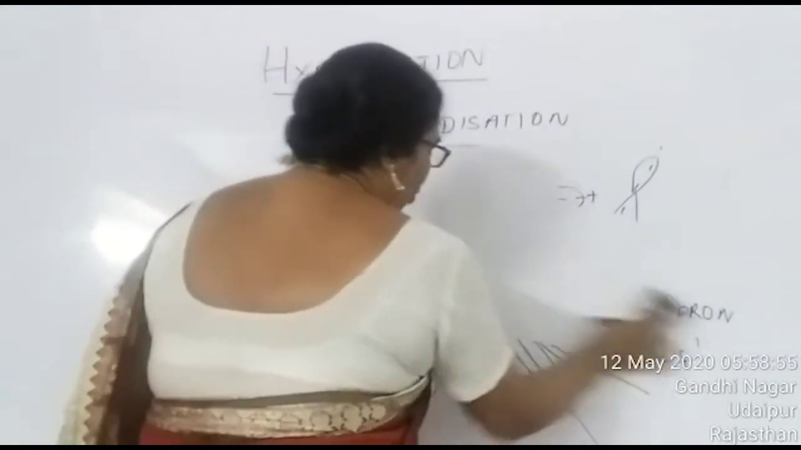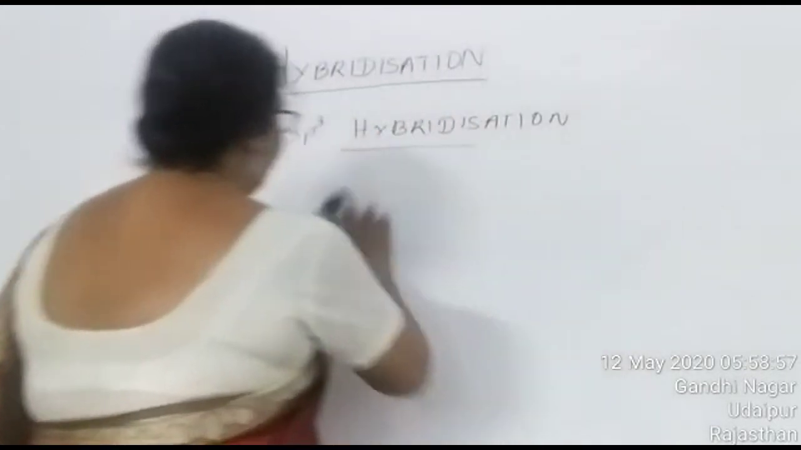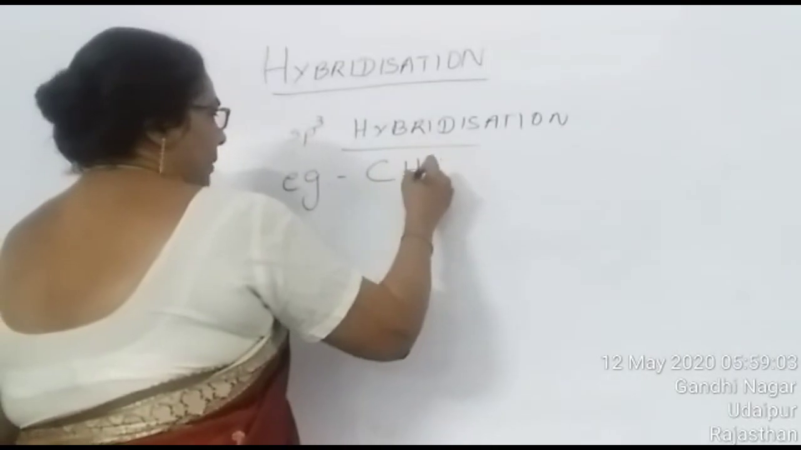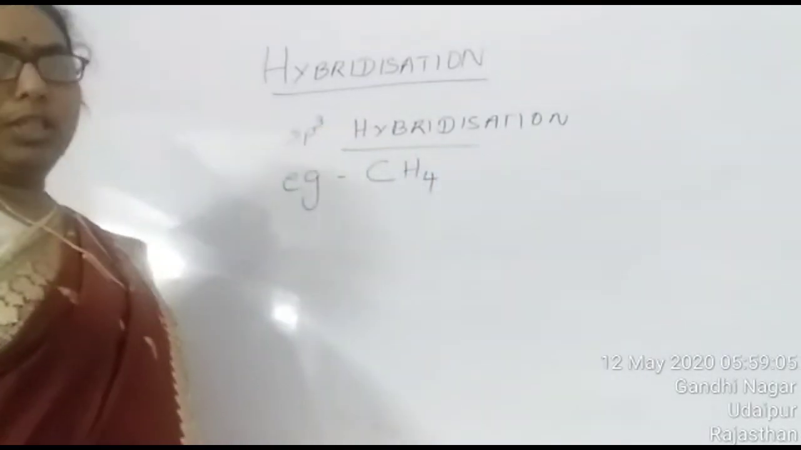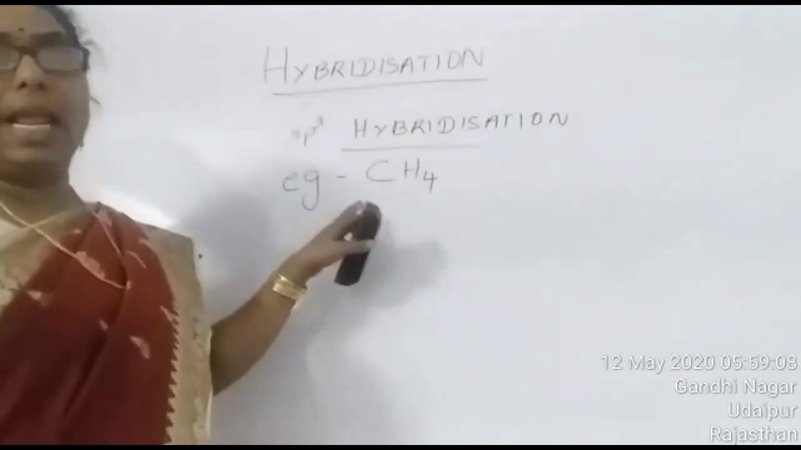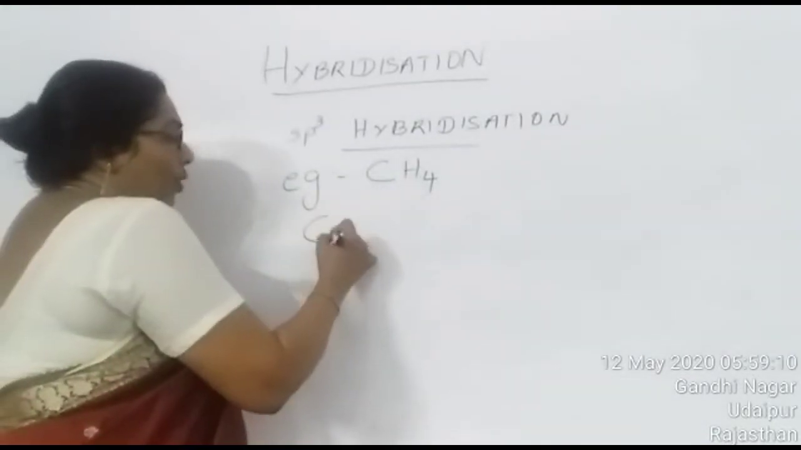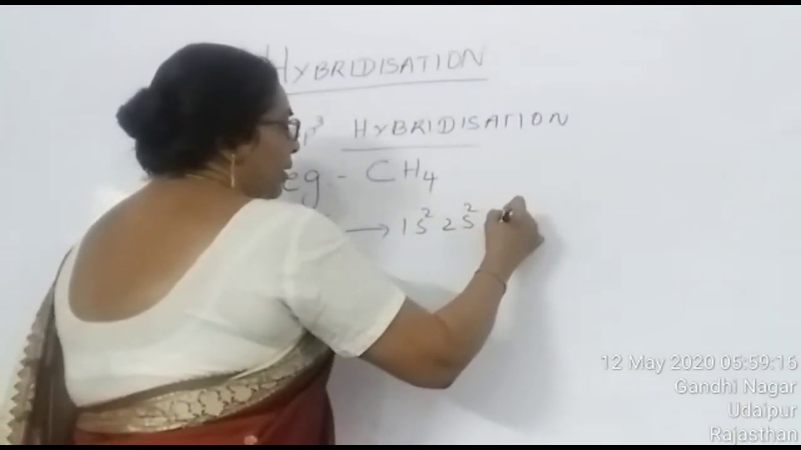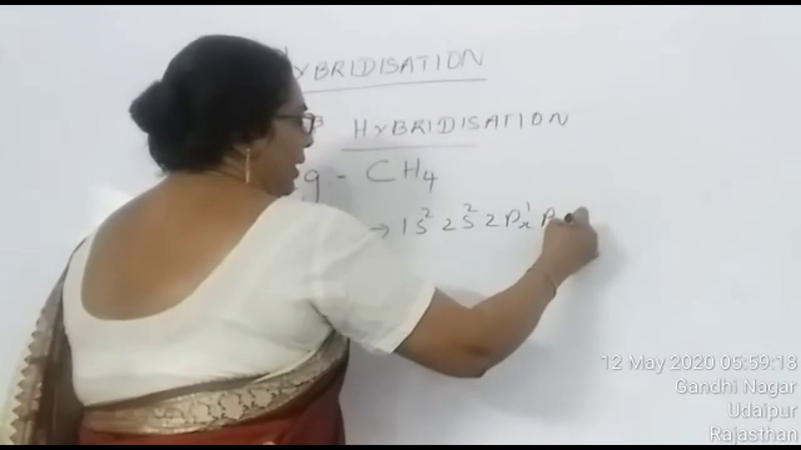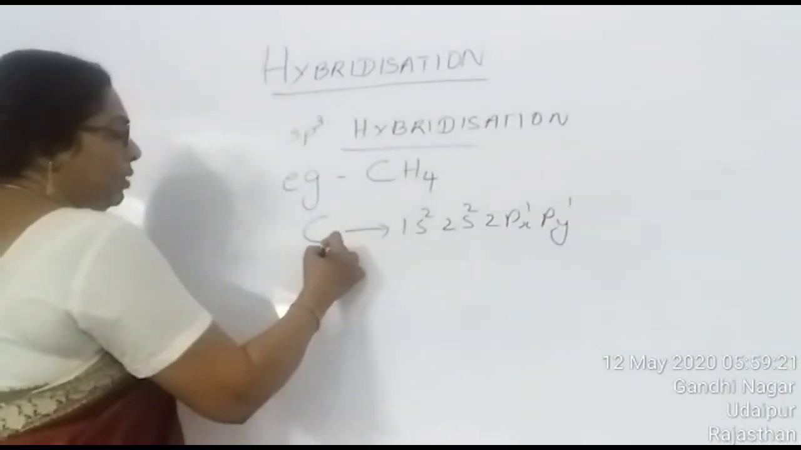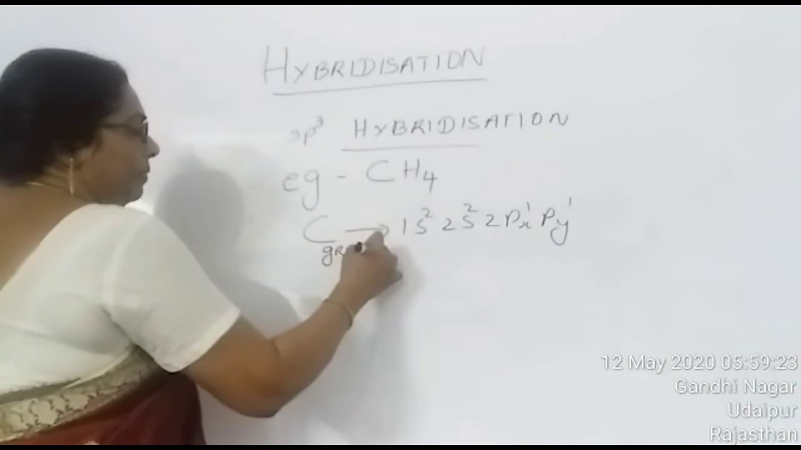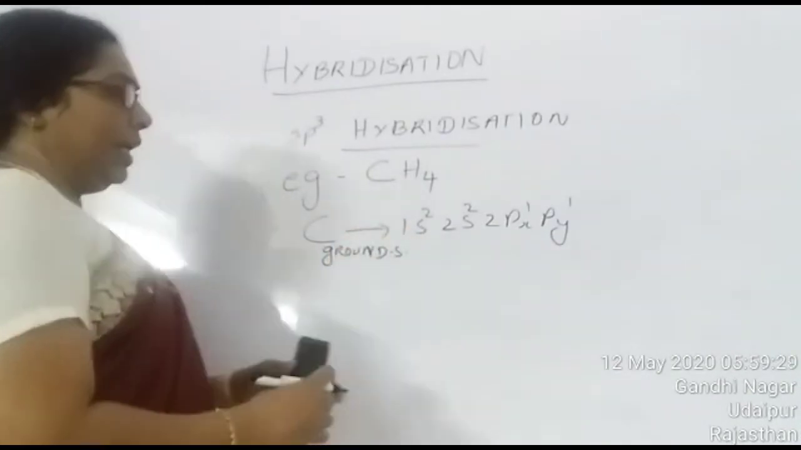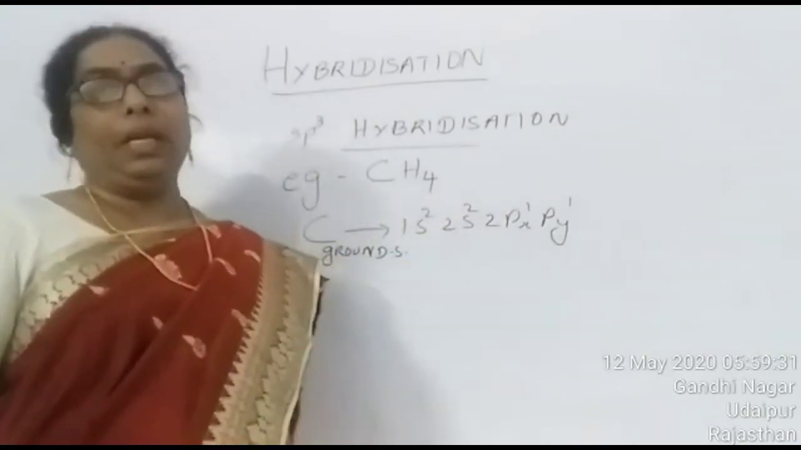First, let us consider the formation of methane. So the central atom undergoes hybridization. In this case, the central atom is carbon. Carbon, the electronic configuration, you know that it is 1s2, 2s2, 2px1 and 2py1. This is the ground state configuration of carbon.